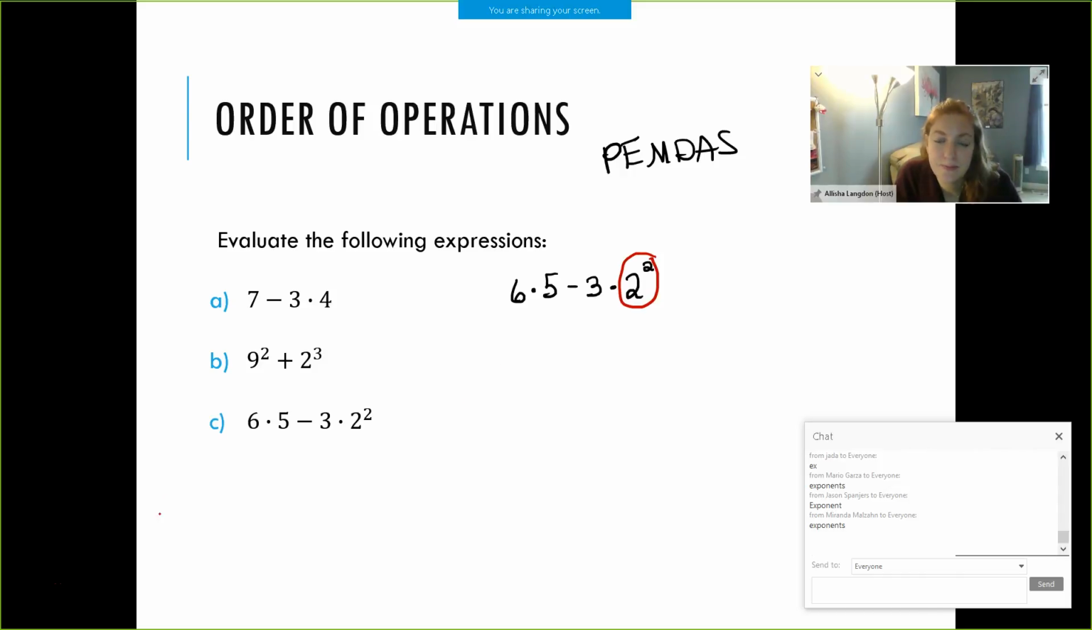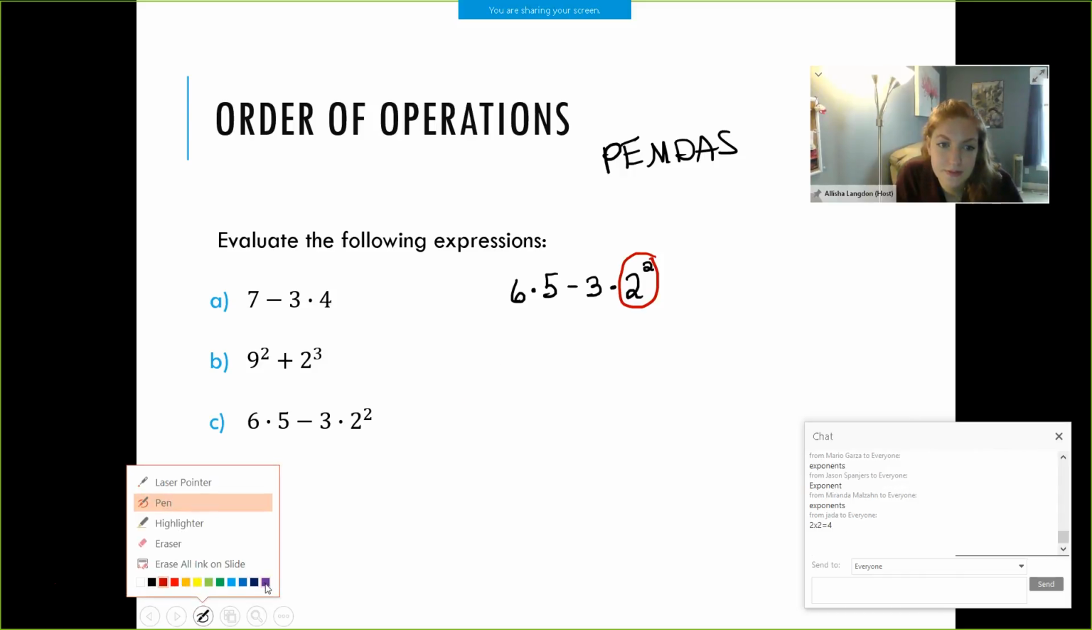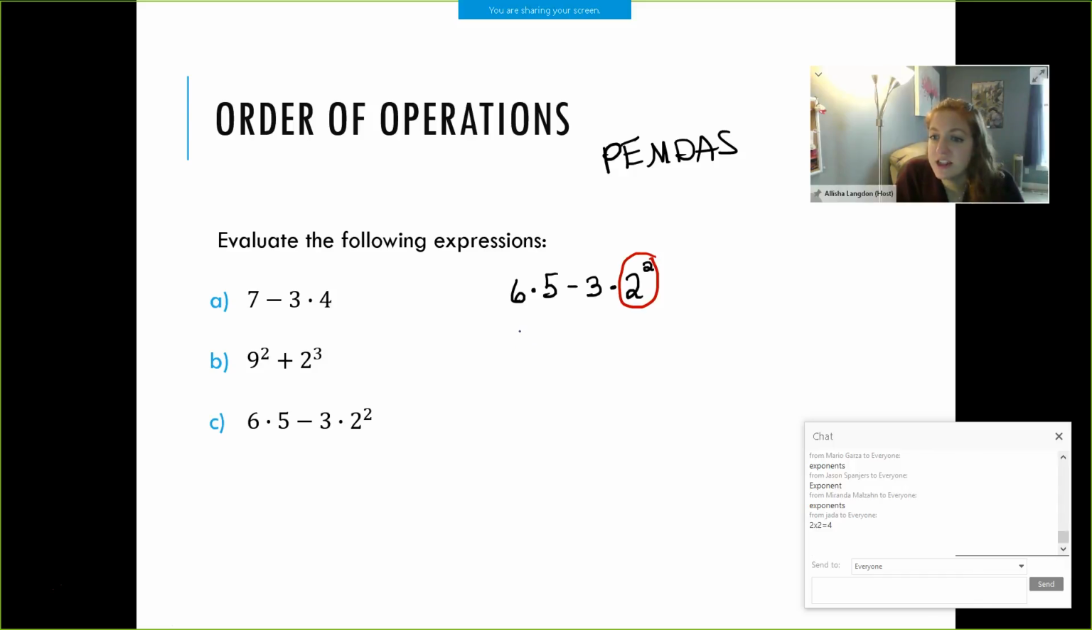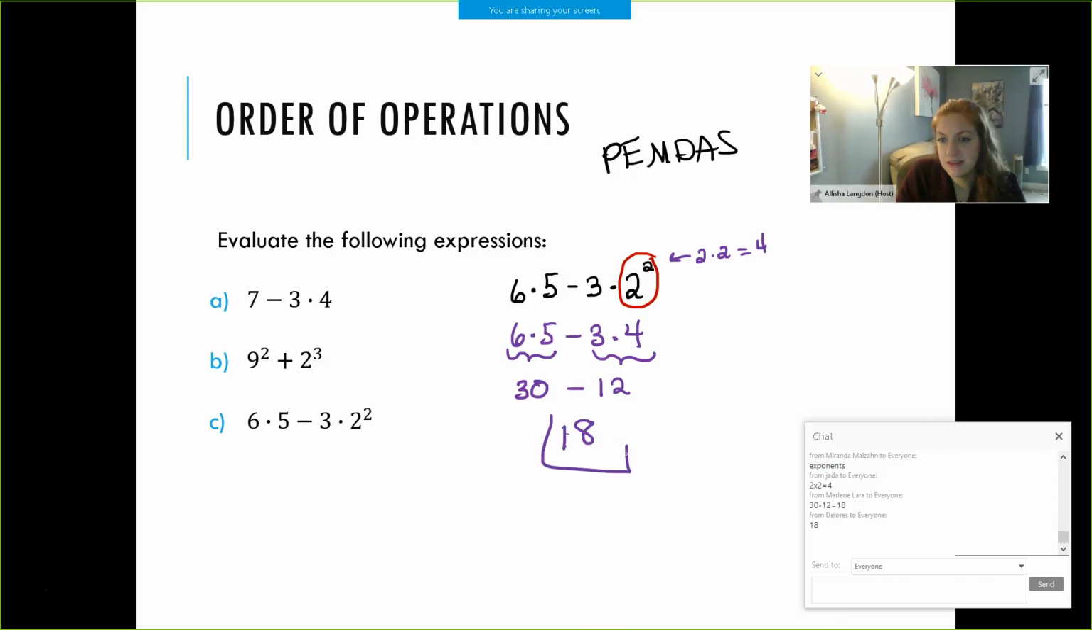So the exponent here is 2 squared, which I believe I saw the answer above, 4. Is that what you guys got? Yes, exactly, Jada. Very good. 2 squared is 2 times 2, or 4. Very good. And then we have subtraction and multiplication. Multiplication is stronger, so we need to do that first. So 6 times 5 is 30. 3 times 4 is 12. And we subtract and get 18. Yeah, looks like Dolores agrees, Miranda agrees. Yep, perfect.